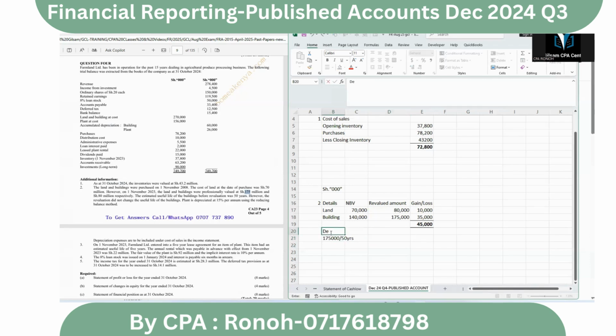This is the depreciation for building. So it will be 175,000 divided by 50. So we get that 500 as our depreciation. We have been told all depreciation are classified on the cost of sales. So we'll have depreciation here, specifically building.